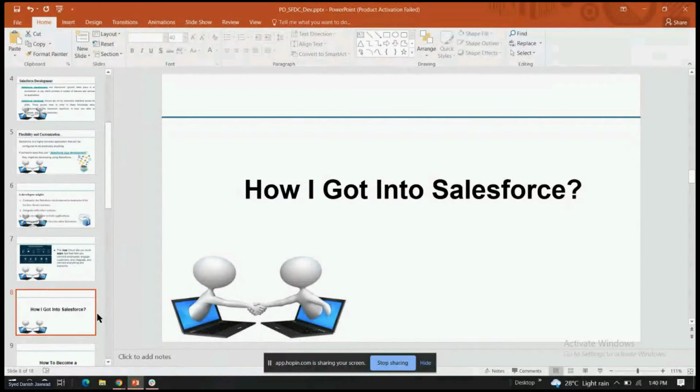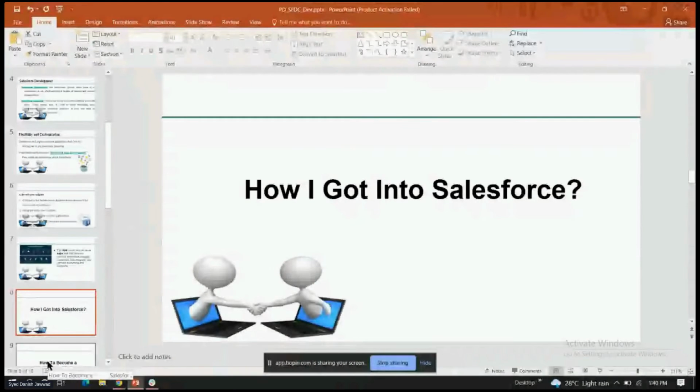And as far as my certifications are concerned, I have completed two certifications successfully. The first one that I did was Omni Studio developer, and the second one was administration. Currently I am preparing for Platform Developer One, which I'll be attempting soon.